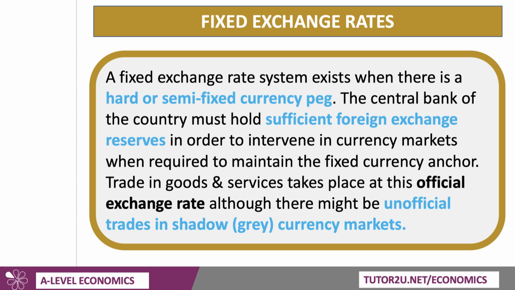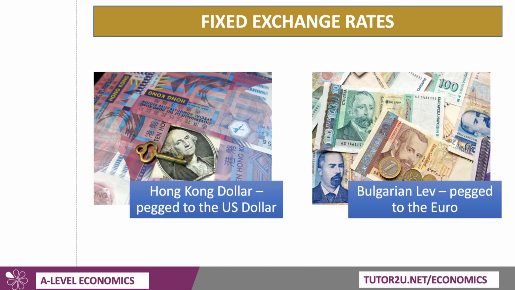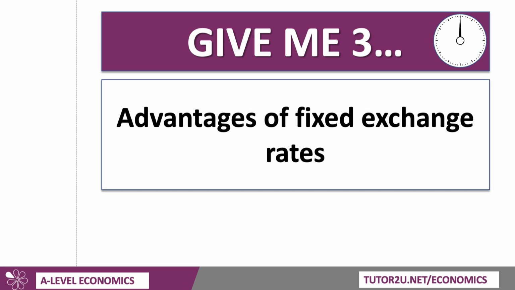Trade in goods and services takes place at the official exchange rate, although of course there's often, as we know in many countries, unofficial trades. Unofficial trade in goods and services, unofficial capital flows in shadow or grey currency markets. That's the nature of the world. The Hong Kong dollar is still pegged at the moment to the US dollar. Bulgaria is inside the European Union, inside the single market, but outside the Eurozone. Their currency, the lev, is pegged to the euro. It's fixed. So what are the relative advantages of using a fixed exchange rate?